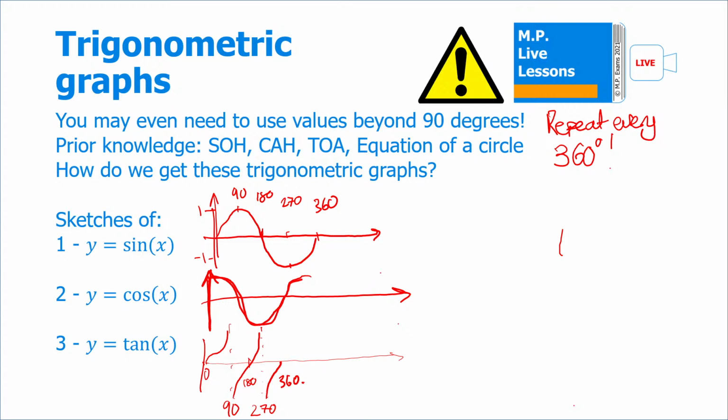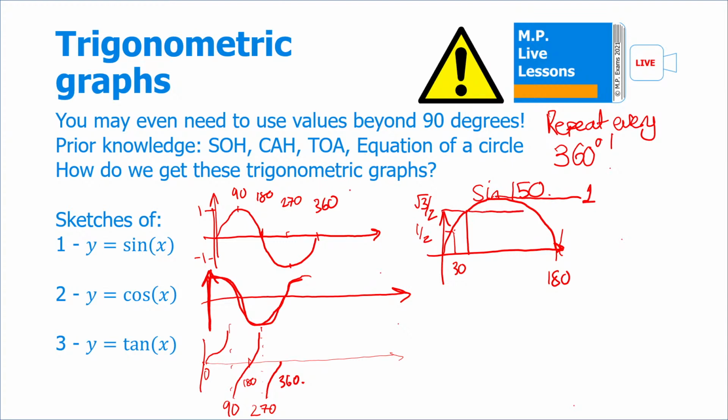The only thing I can think of is you could use obtuse angles. For example, they could ask you for sine 150. And what happens is, for example, with sine, it's the same process. So do you keep it like it's a half. So it's like a half here. Root 3 over 2 here, you peak at 1, and it goes to root 3 over 2 again.